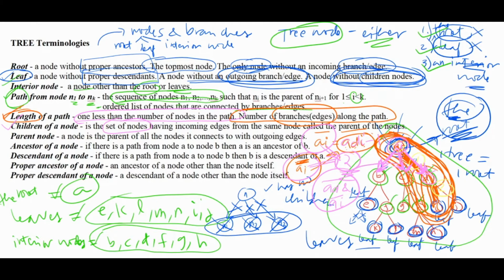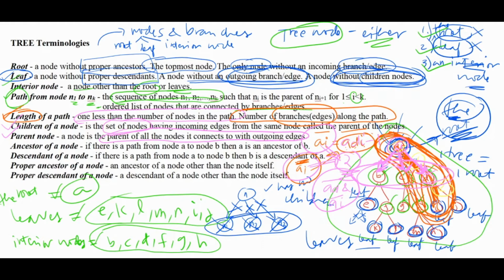So again, nodes are called children nodes of the same or one node if they all have incoming edges or incoming branches from the same node. And that same node is called the parent node of these children nodes. Next term is parent node. What is parent node? A node is parent of all the nodes it connects to with outgoing edges.